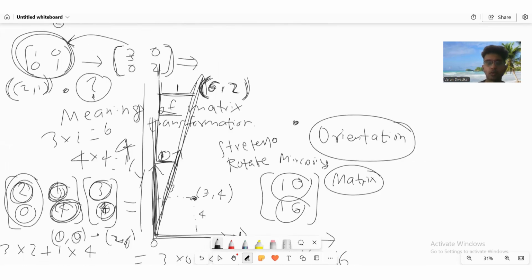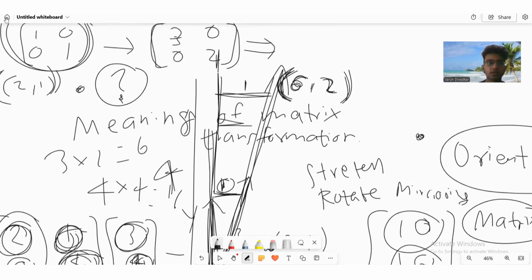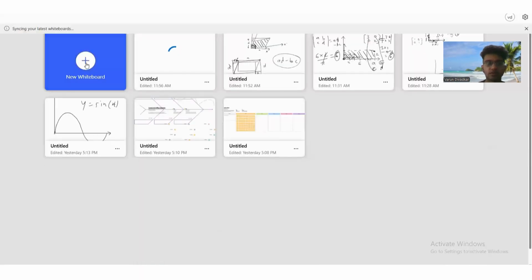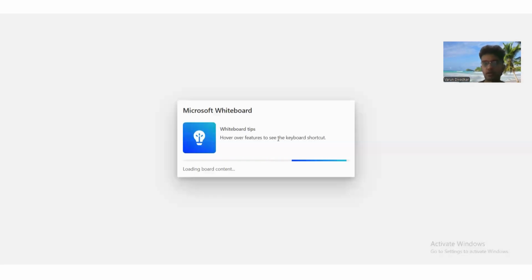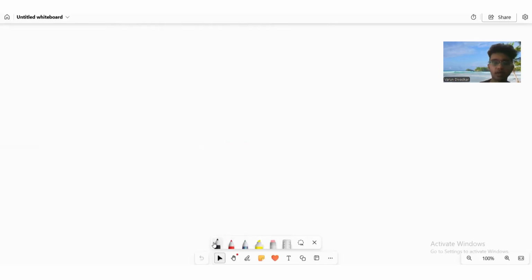So now a parallel concept is determinants. Let's see what they are. So what is a determinant?